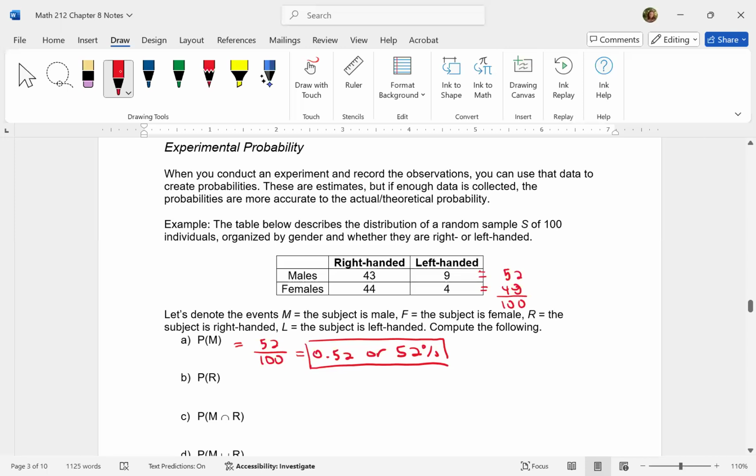Right-handed, I should add up the column of right-handed. That's going to be 87 out of 100, or 0.87. I'll just do it in decimal form. Now the intersection of male and right-handed. That actually comes right off the table. That would be this group of people right here, because those are 43 people who are male and right-handed. So we are taking 43 out of 100, or 0.43.